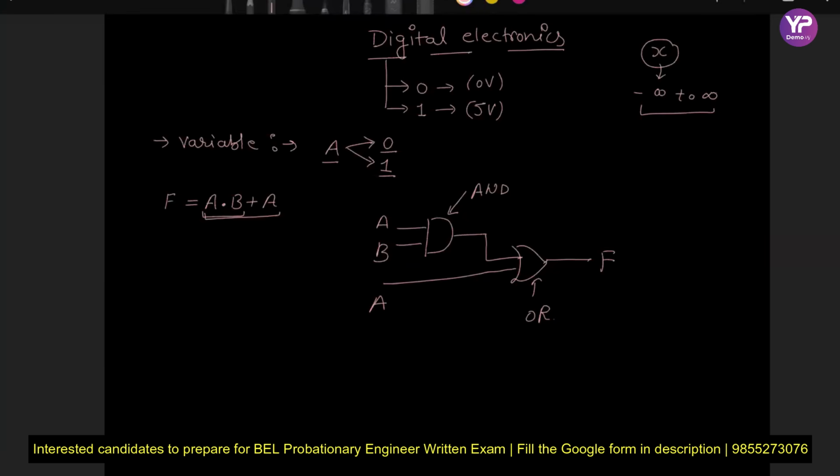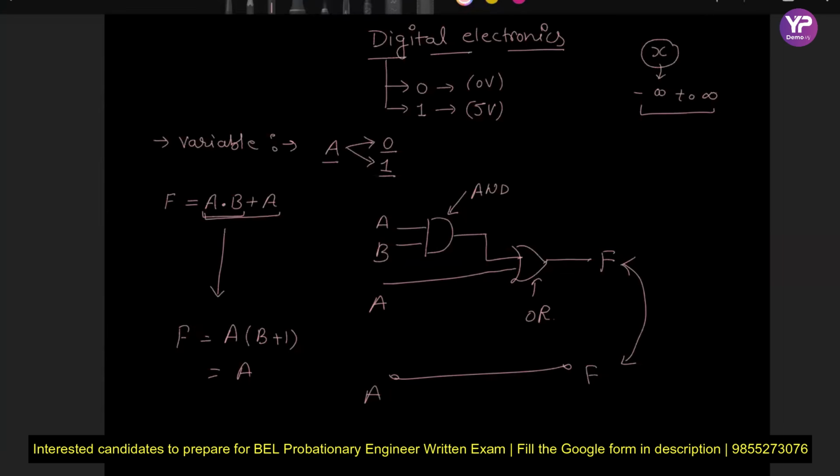If I use Boolean algebra here, I can take A common and minimize. B plus 1 is 1, so it is going to be A. So if you directly connect A with F, that will give the same result as this circuit. Whenever we implement any function in digital electronics, the first thing that should come to your mind is that we have to minimize that function. Understood?